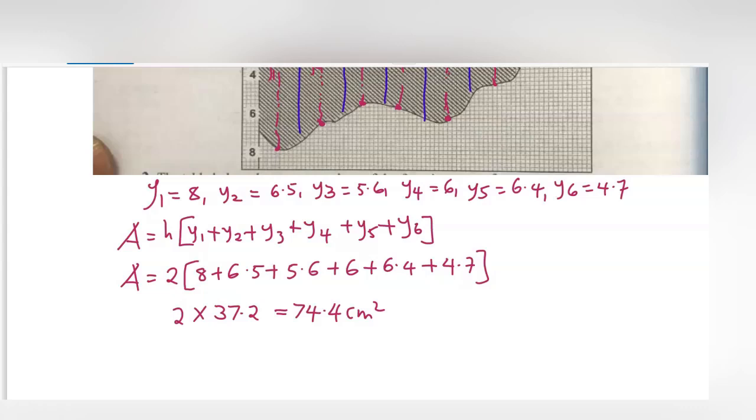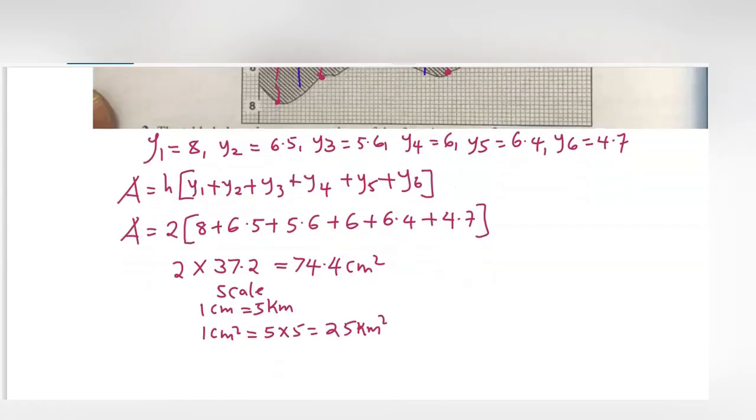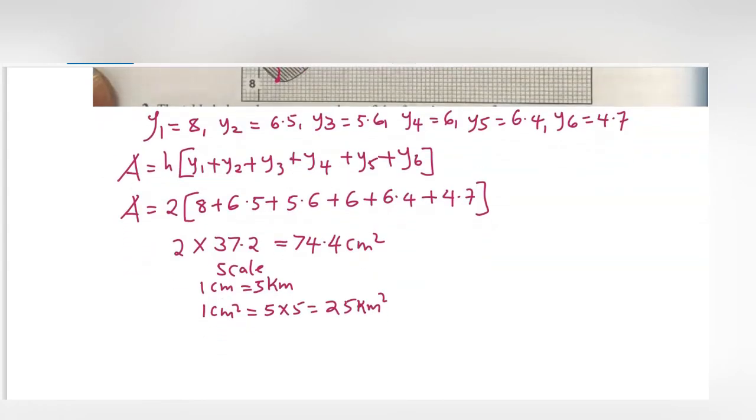Once we have done that, we can now do the conversion. We have been told that our scale is where 1 centimeter represents 5 kilometers, meaning 1 centimeter square will represent 5 times 5, which is going to be 25 kilometer square.